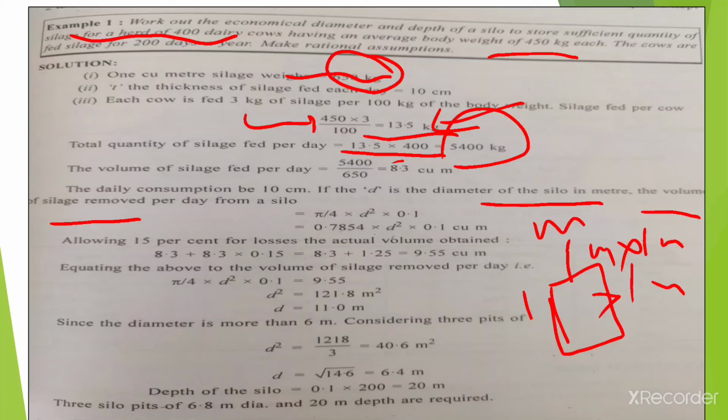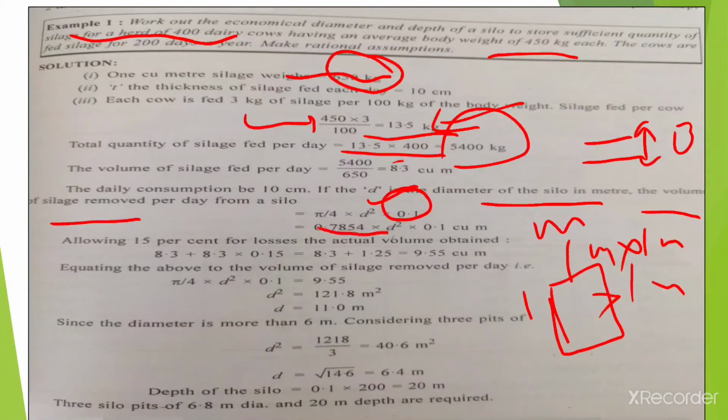Now here, π/4 × D² × L. So that will be the formula for the calculation of the volume of the pit. But we don't know the diameter, but we know the total length, meaning we are calculating per day, right? So that is 10 centimeter, and it is converted into meter, that is 0.1. So finally we get this equation.